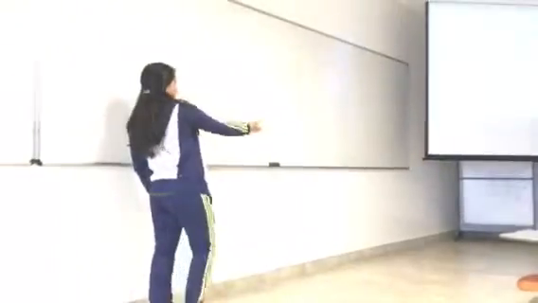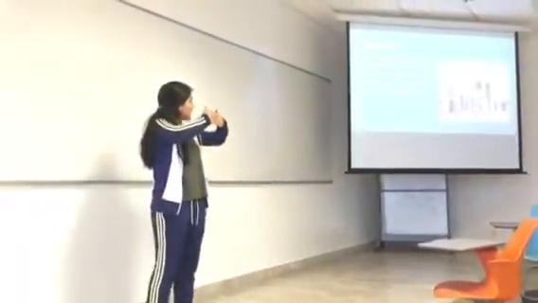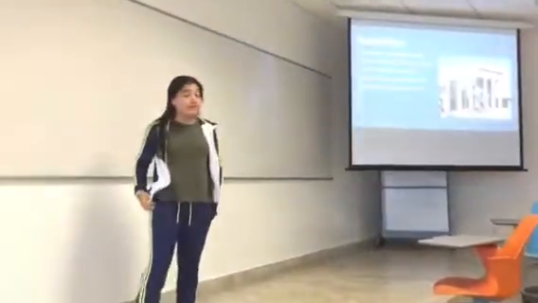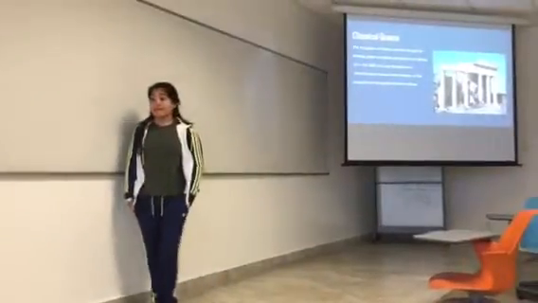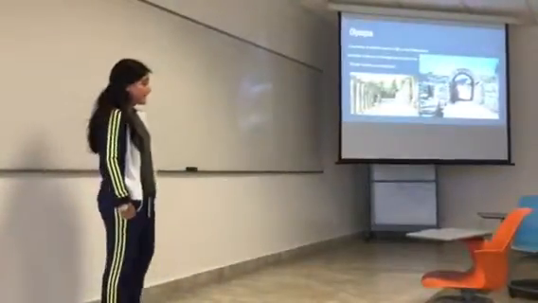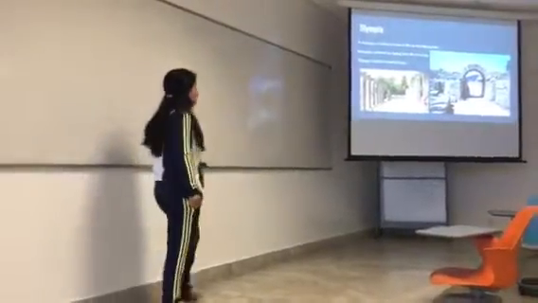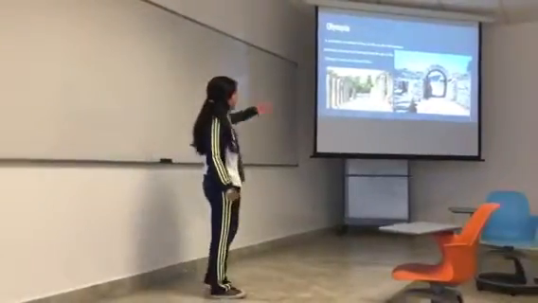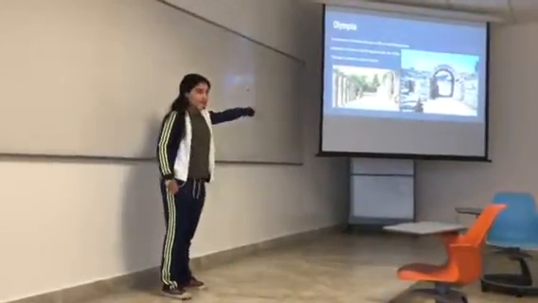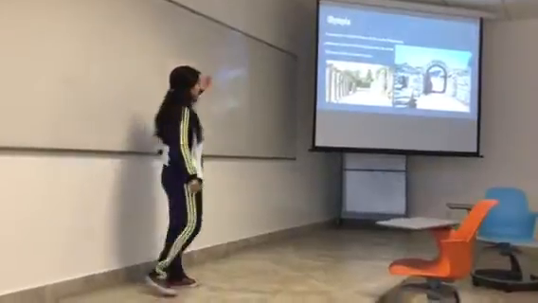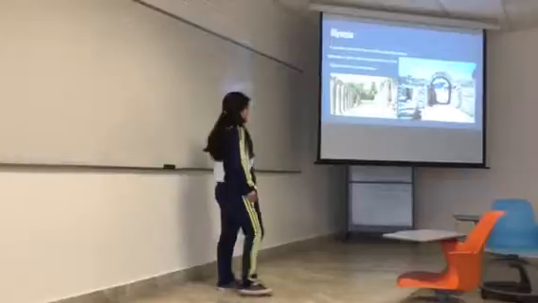Now we proceed to the Propylaea, which was the main entrance to the Acropolis and to the great temple of Athena. And to finish the Greek part of the presentation, we're talking about Olympia, which was in Elis in the Peloponnese Peninsula. This was where the Olympic Games in classical times were held.